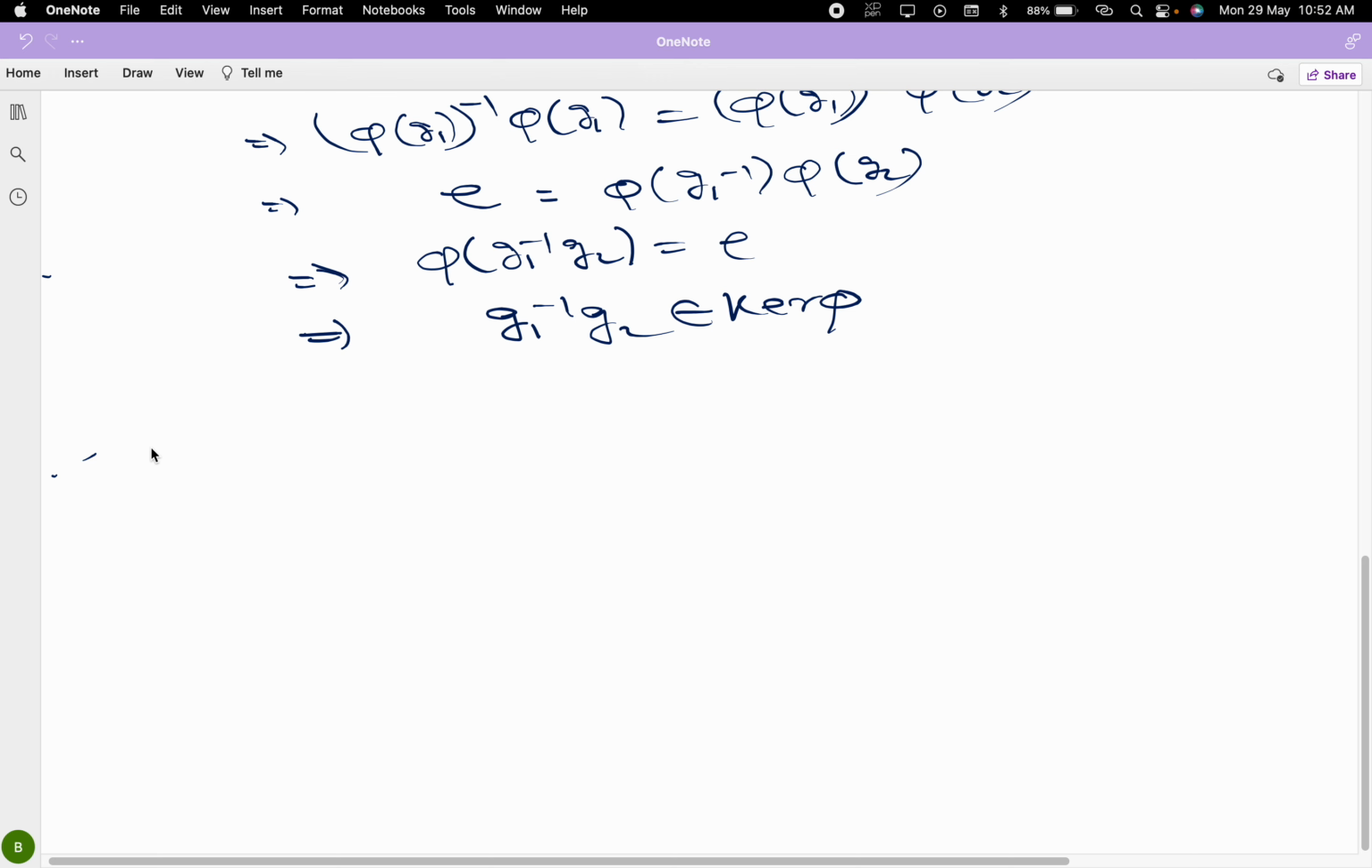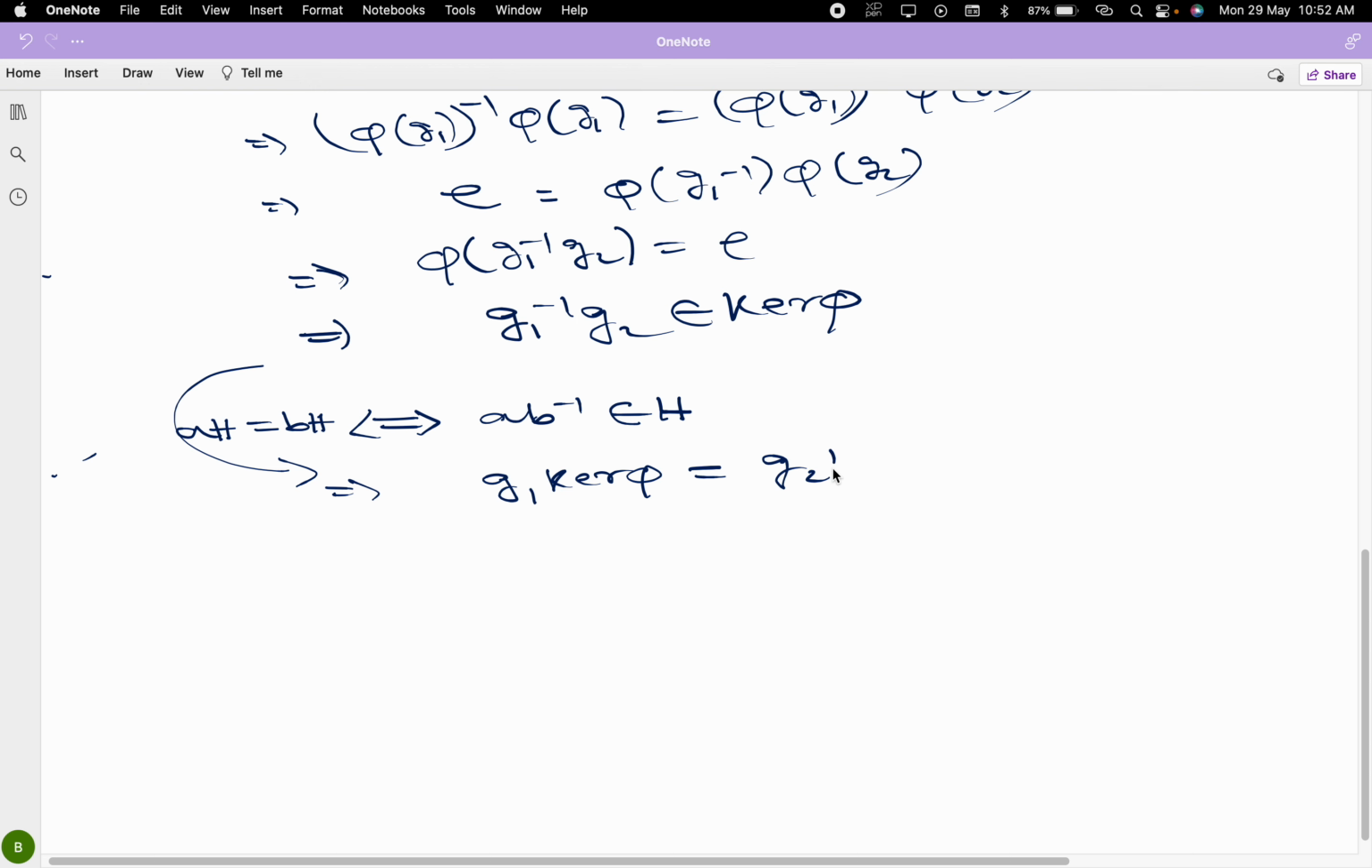I think you are already aware that two cosets are the same. I am just writing two cosets, AH equals BH. Two cosets are the same if and only if A B inverse is in H. Okay, you're aware. So take A to be g1 inverse and B to be g2, so from here you can definitely say that g1 kernel phi is the same as g2 kernel phi.